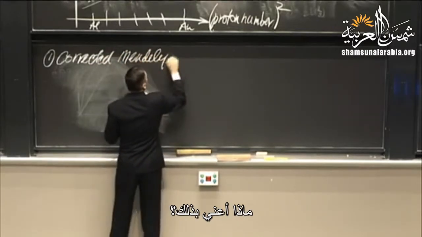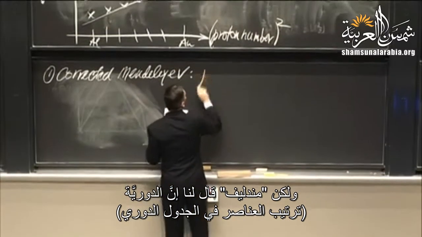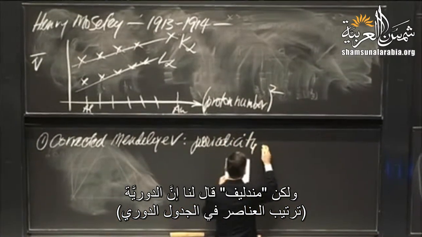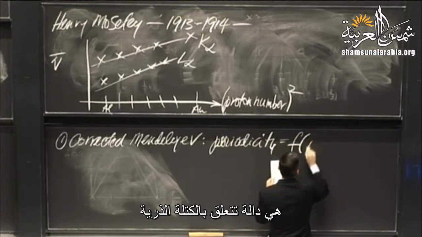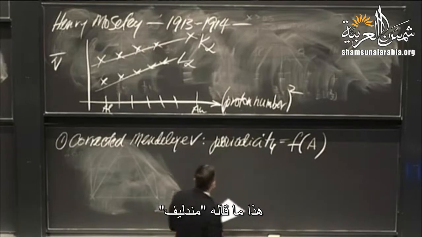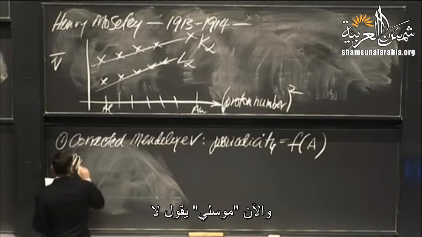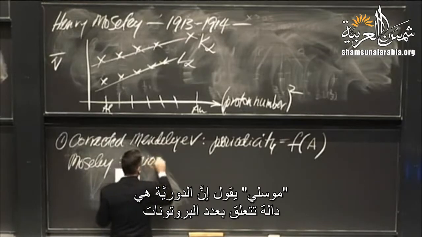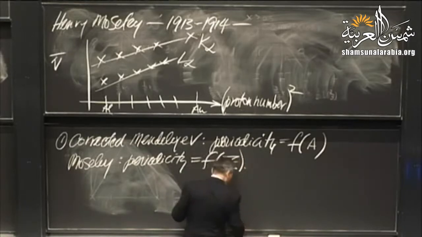And what do I mean by that? I'm not here to say bad things about Mendeleev, but Mendeleev had told us that periodicity is a function of the atomic mass. That's what Mendeleev said. Periodicity is a function of atomic mass. And now Moseley says no. Moseley says that periodicity is a function of proton number. And you can see here.